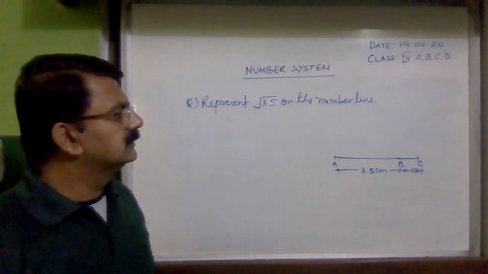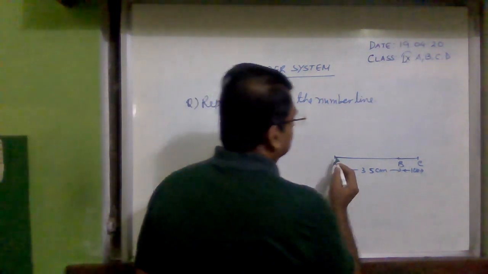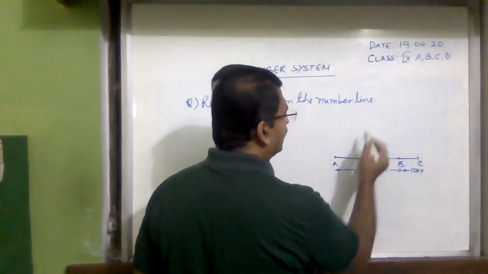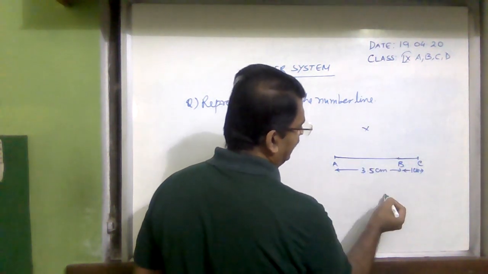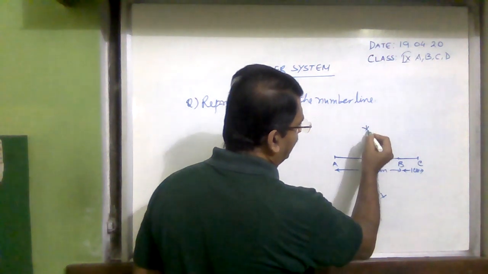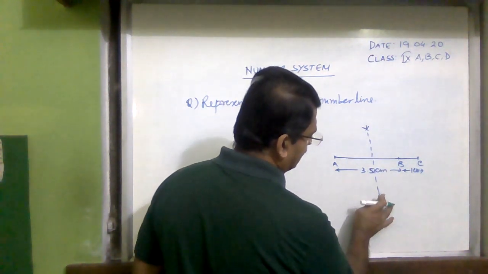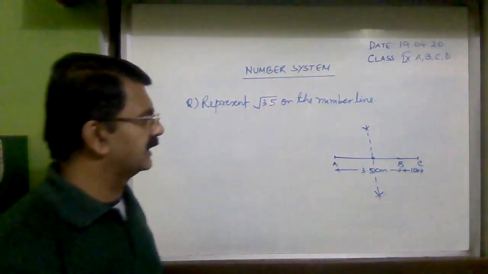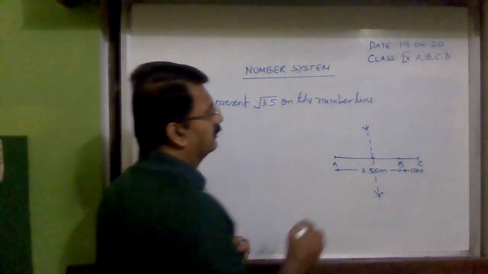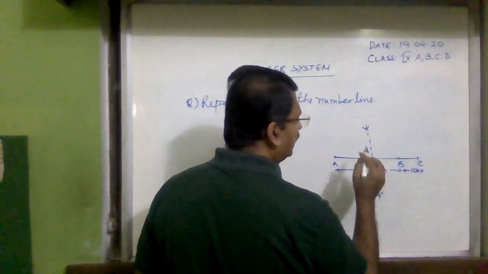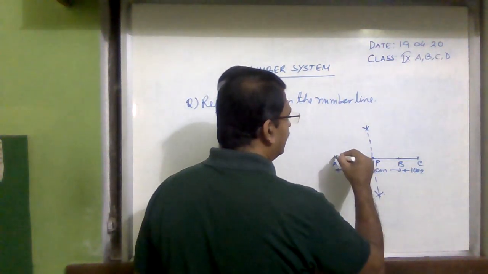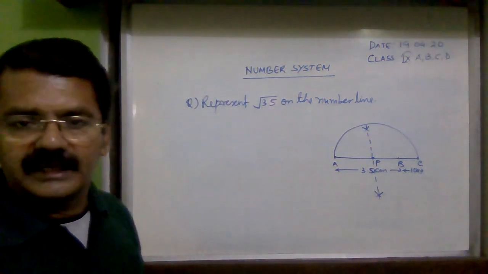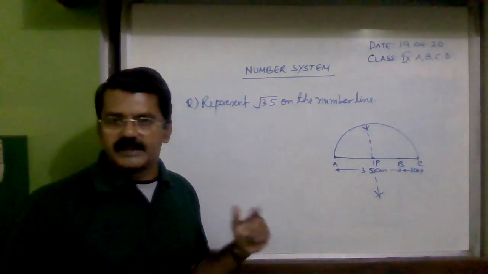You have to extend line AB by 1 centimeter. Clear? Now, using your compass, you draw the perpendicular bisector of line AC and find the midpoint of line AC. Using the compass, you have to draw the perpendicular bisector of AC so that you get the midpoint of AC. Let it be point P, and with that point as center, you draw a semicircle. Taking P as a center, you have to draw a semicircle.